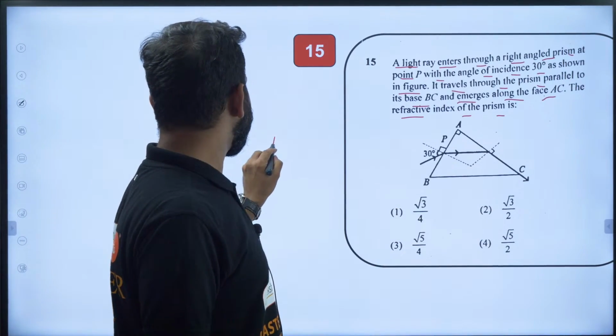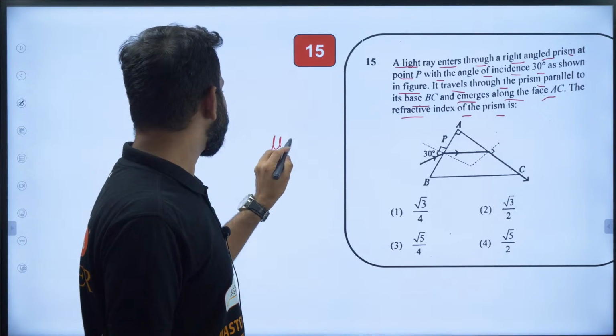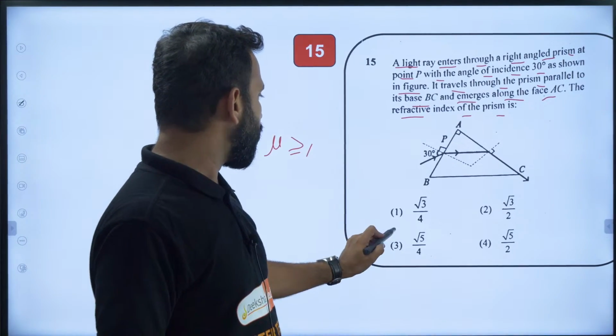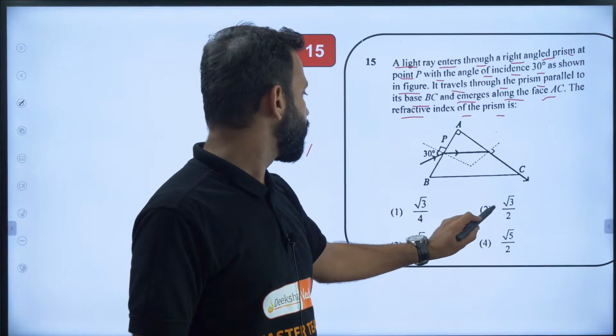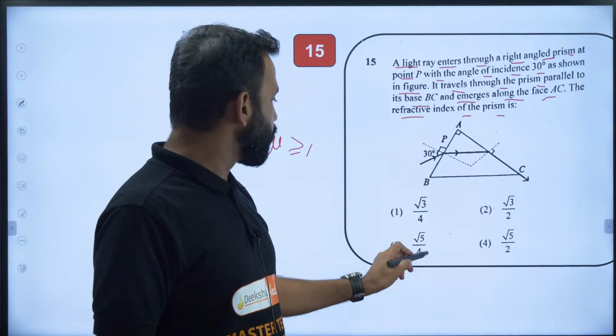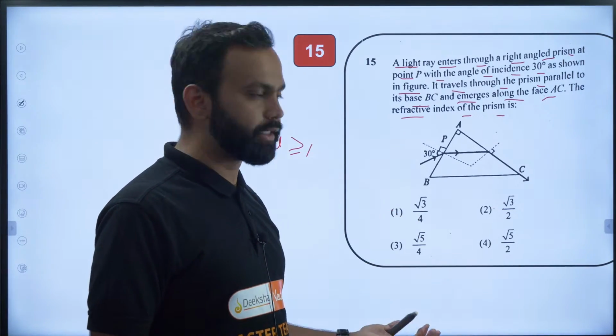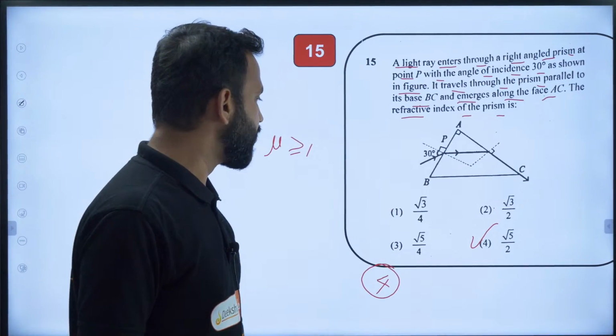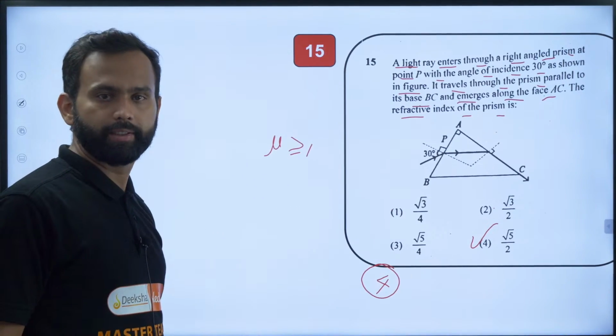We know that the refractive index of the prism is always greater than or equal to 1, right? So if you look at options 1, 2 and 3, you will get values lesser than 1. So the correct option is the fourth one, root 5 divided by 2.